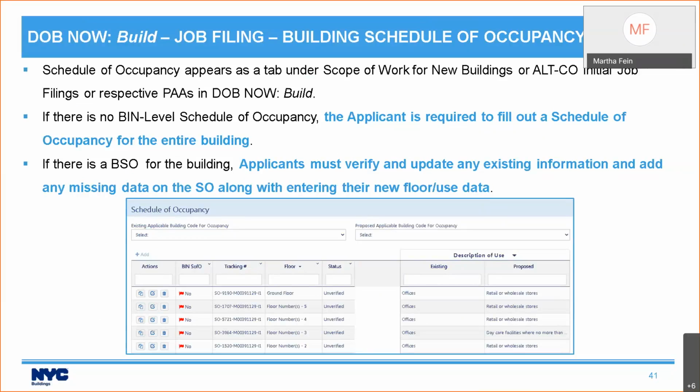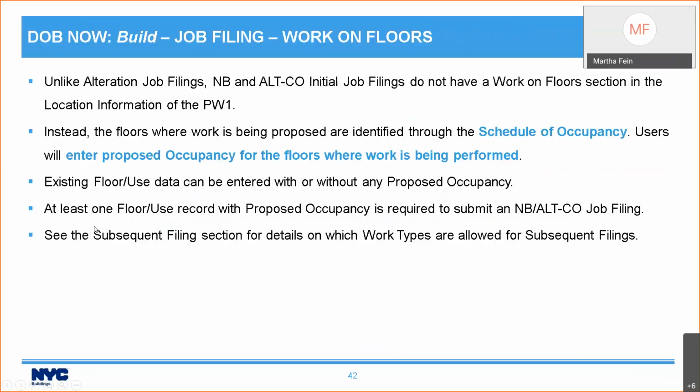If there is a bin level schedule of occupancy for the building, you need to verify and update any existing information and add any missing data, along with entering your new floor use data. So, as we said, initial job filings for new building and alt-CO don't have a work on floors section. Instead, identifying where you're doing the work happens on the schedule of occupancy, because you will be entering proposed occupancy for any floor where work is being performed.